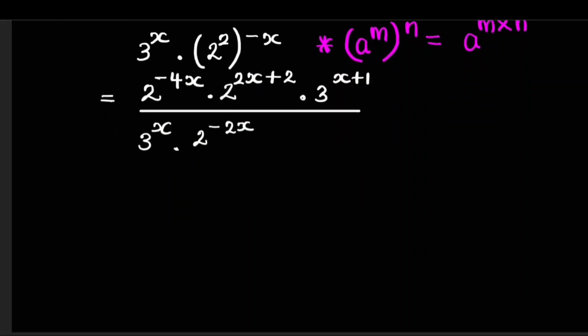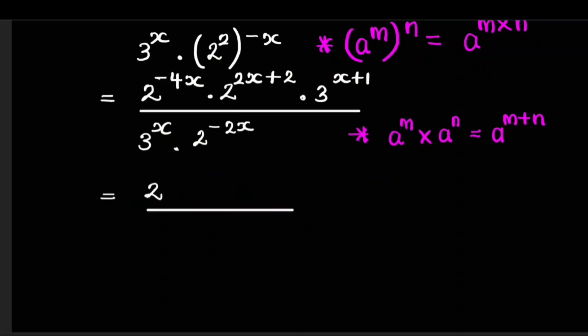Next, we notice that in our numerator, we are multiplying bases that are the same. So we've got two parts here that have a base of 2. From laws of exponents, we know that when we're multiplying bases that are the same, we add the exponents. So simplifying that numerator, we're going to have negative 4x plus 2x, which is negative 2x, and then we've got the plus 2. So the base of 3 would stay as is for now, and our denominator would stay as is for now.